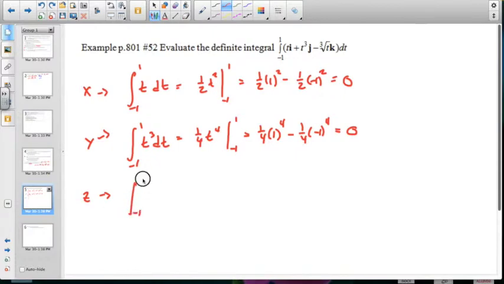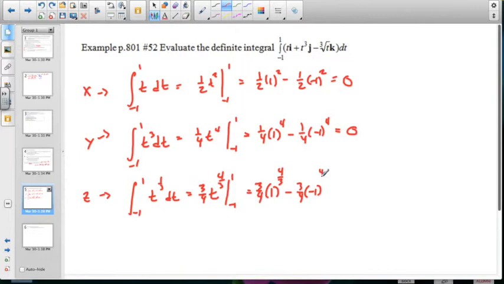The last component, -1 to 1, cube root of t. So cube root of t is t to the 1/3 dt. And so integrating this, bump this up by 1, that's 4/3, and flip it, so it's 3/4 t to the 4/3 from -1 to 1. Interesting. So this is 3/4 times 1 to the 4/3 minus 3/4 times -1 to the 4/3. Also ends up being 0. Interesting. It just ends up being what it is.